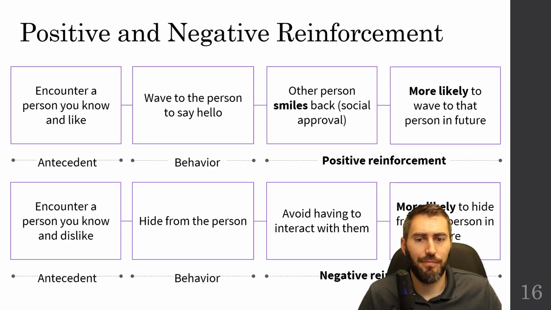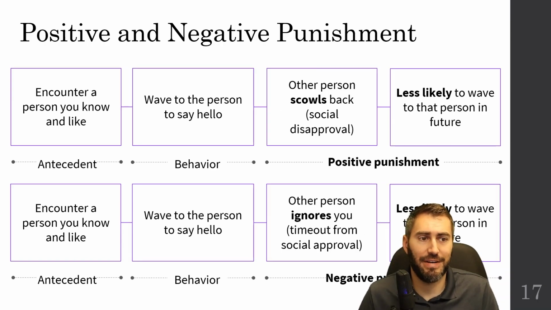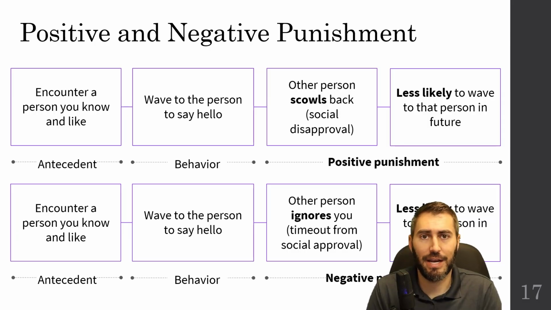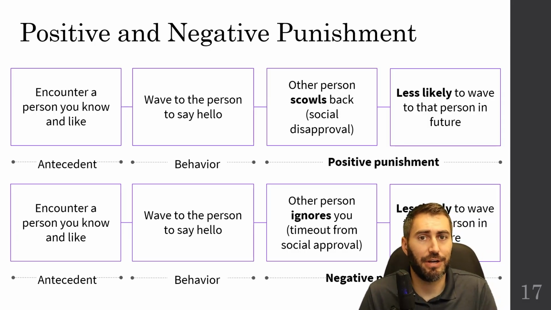All right, let's look now at punishment. So both positive and negative punishment. So the goal here, the idea here, right, is that we now want to decrease the frequency of the behavior. So in this example here, again, let's say we encounter a person that we know and we like, and we wave to the person to say hello. But the other person scowls back at us, right? So they disapprove of us waving at them. Well, that's going to make it less likely for us to wave to them in the future, right? So they're adding some negative feedback to the equation. They are scowling back, they're frowning at us, and that negative addition is going to make it less likely for us to do this behavior in the future.